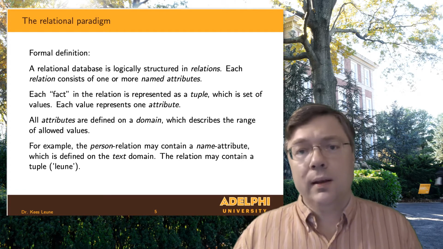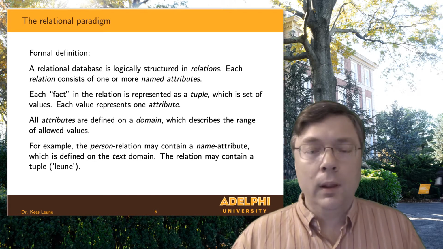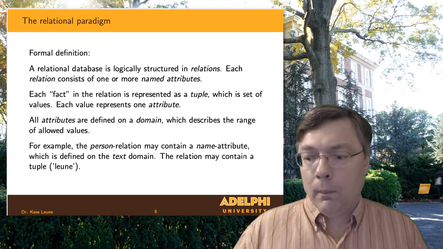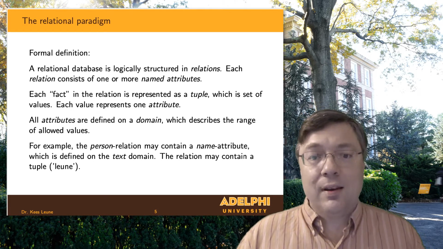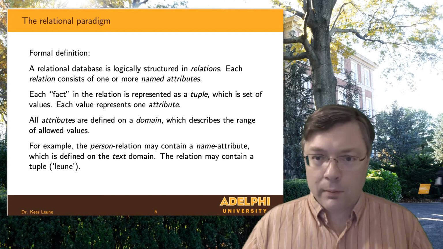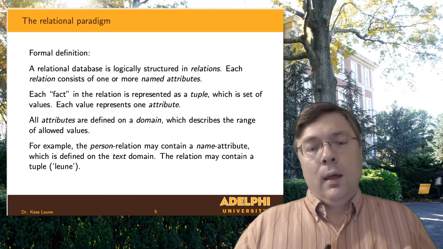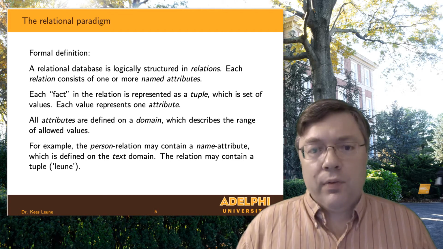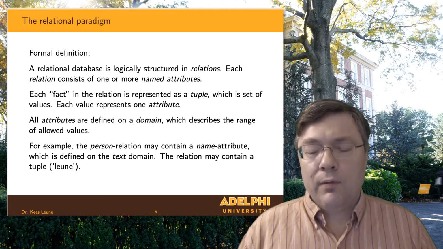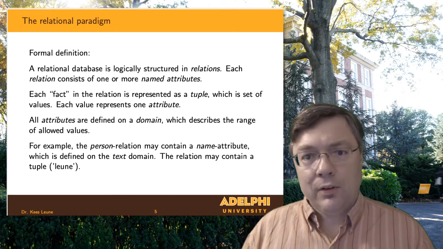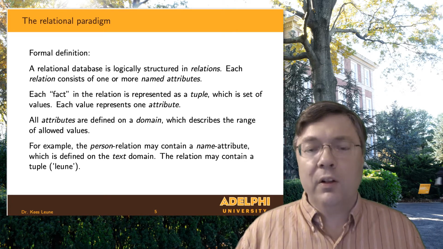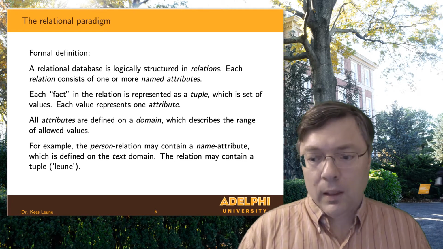So I might say, okay, this is a pen that writes blue. This is a person with last name Leune, if we're talking about those. And once we start putting those together, we have a fairly comprehensive model. So we have again the relations with the named attributes, and then we have the tuples which give values to those relations.